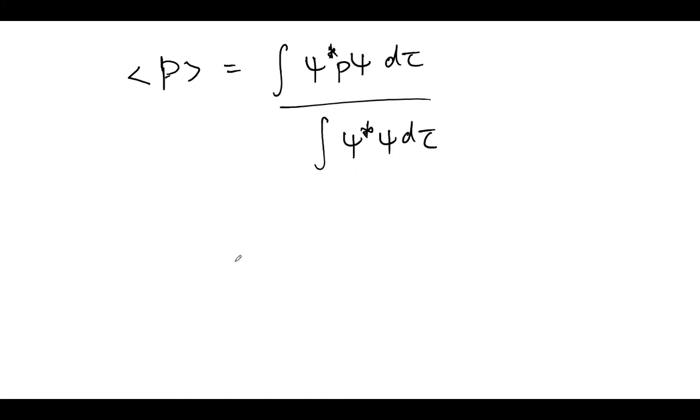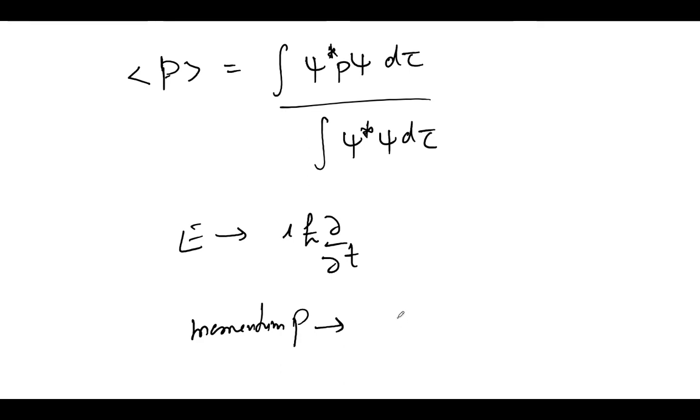So the operator which is associated with energy is generally written as i h bar ∂/∂t, and the operator which is associated with the momentum is generally written as h bar over i into del, so that is minus i h bar ∂/∂x, you can write.